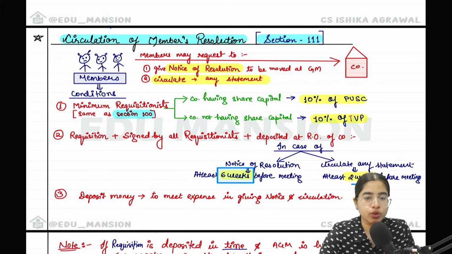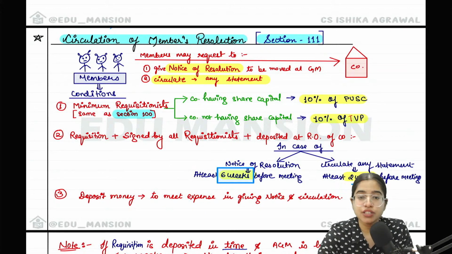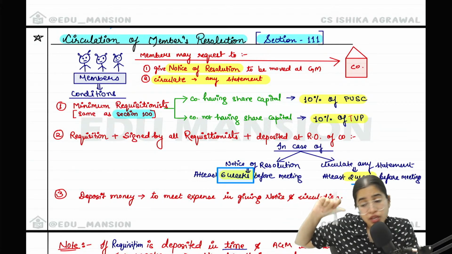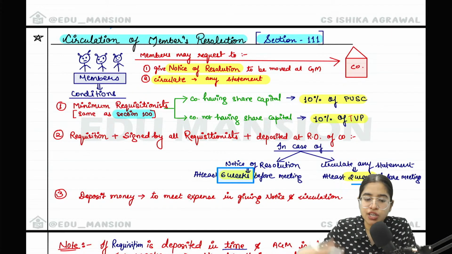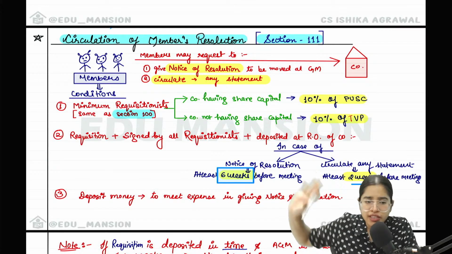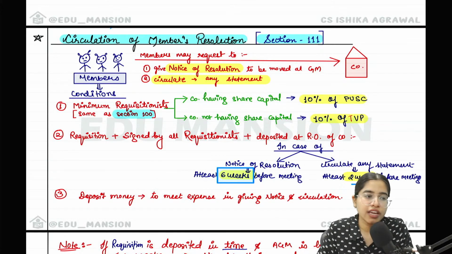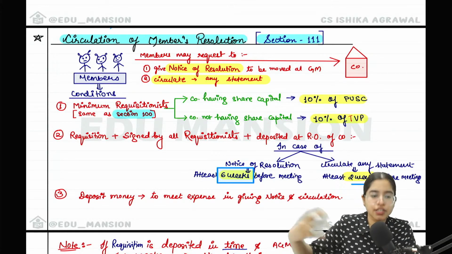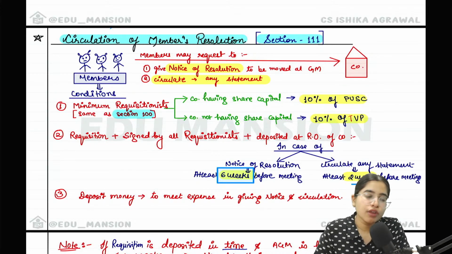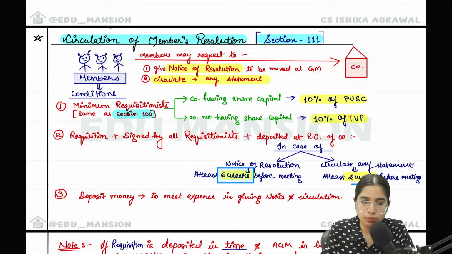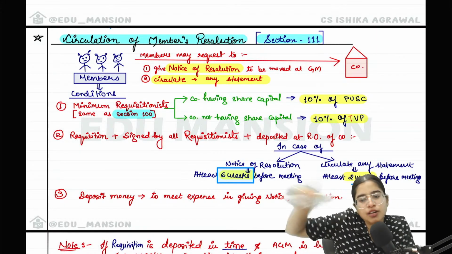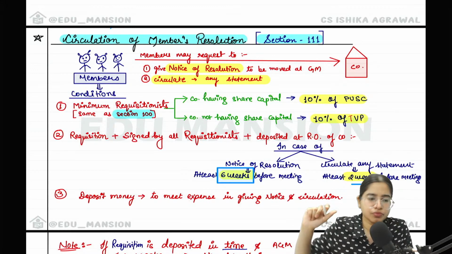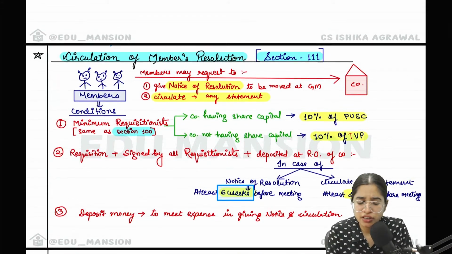So let's say a meeting is going to be held and members want their resolution to be circulated. Then they can ask the company that we want this resolution also to be passed at the meeting. Yes, they can request that. And also if they want any statement to be circulated to all the members, they can request the company as per section 111.